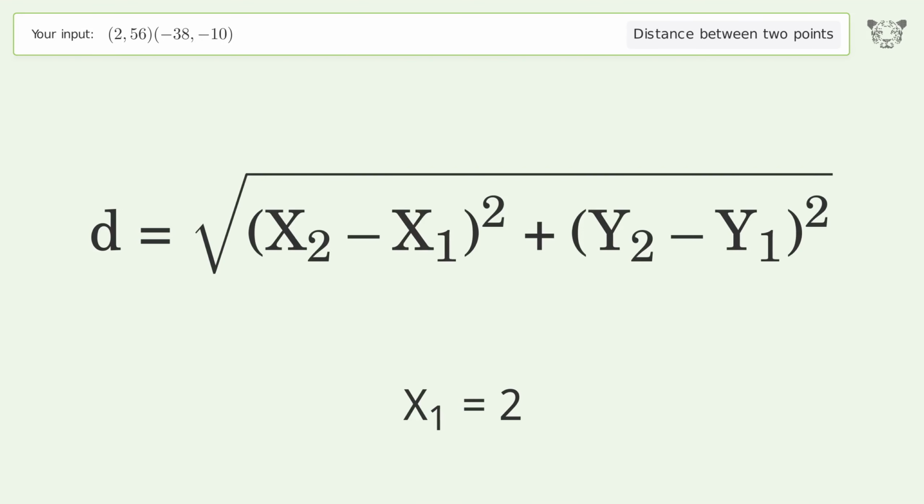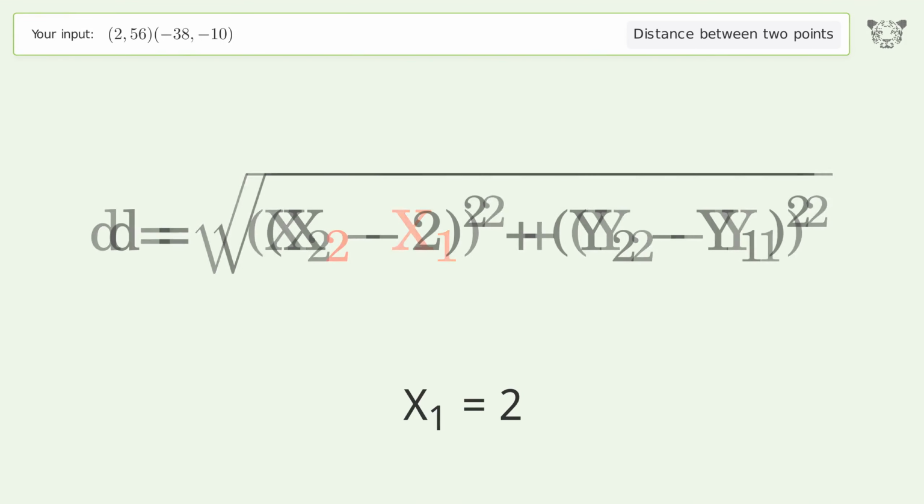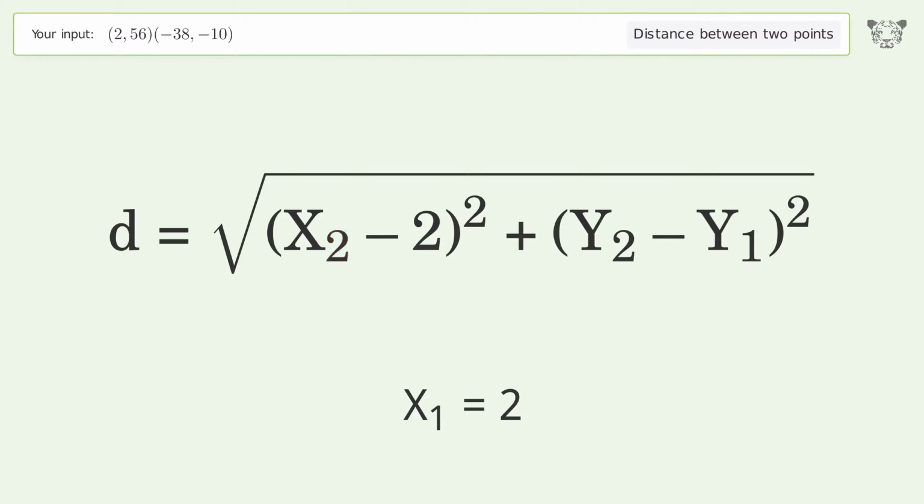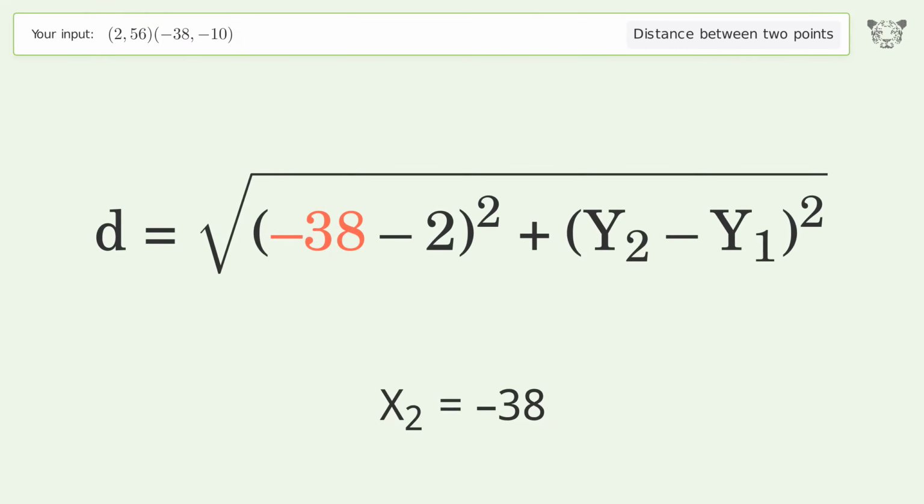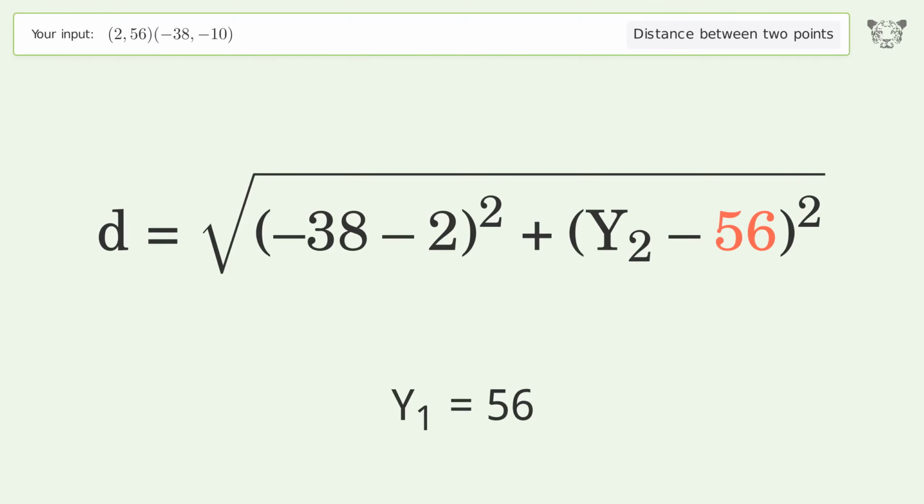x1 equals 2. x2 equals negative 38. y1 equals 56. y2 equals negative 10.